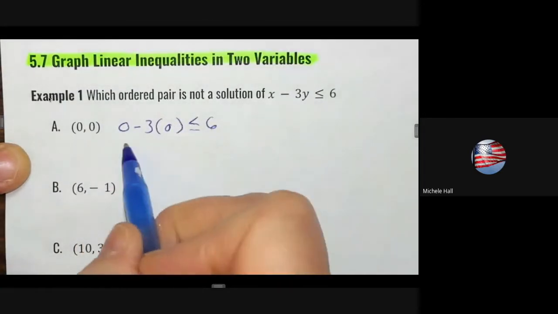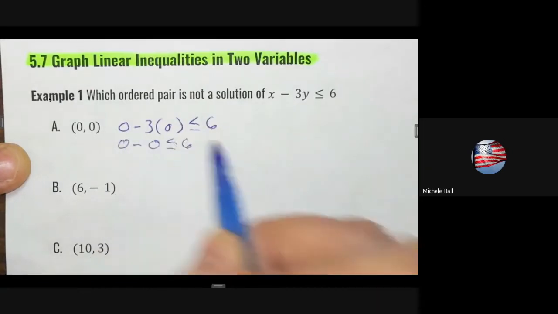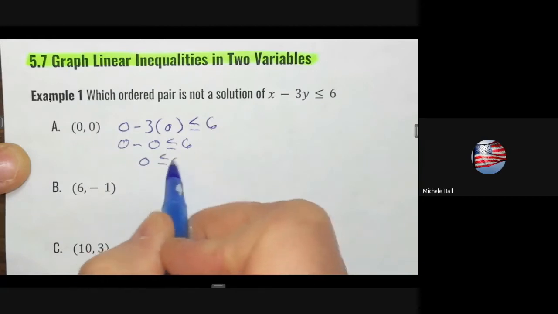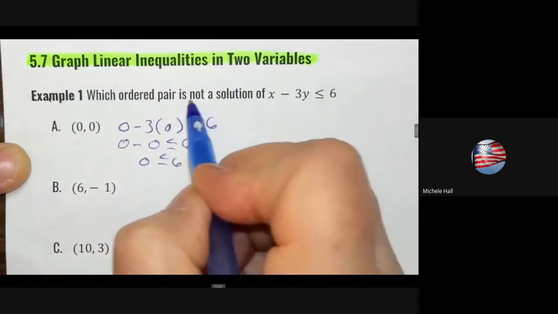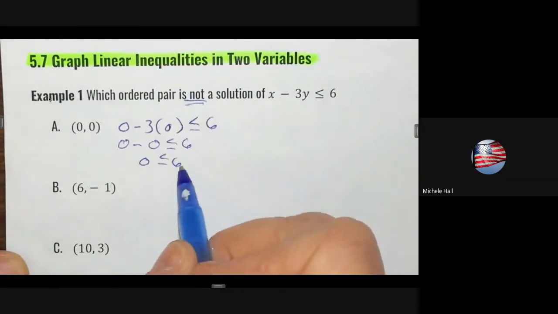We have 0 minus 0. Is that less than or equal to 6? Which ordered pair is not a solution? This says that 0 is less than or equal to 6. That is true.